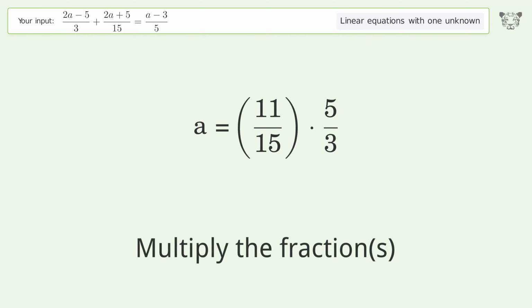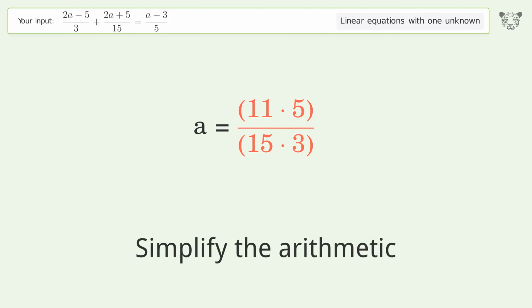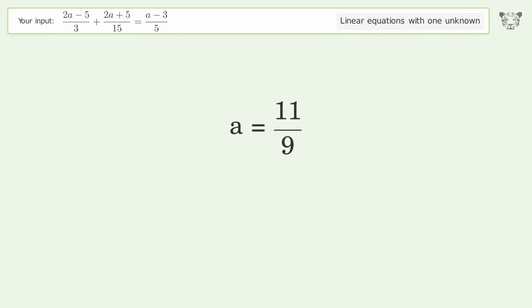Multiply the fractions. Simplify the arithmetic. And so the final result is a equals 11/9.